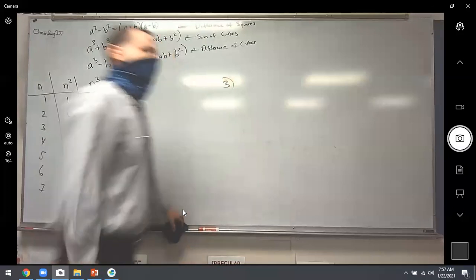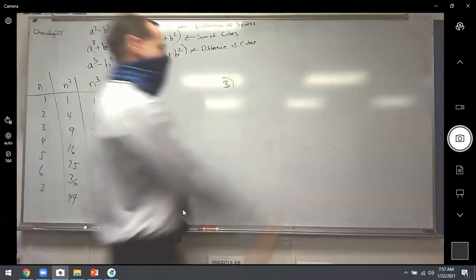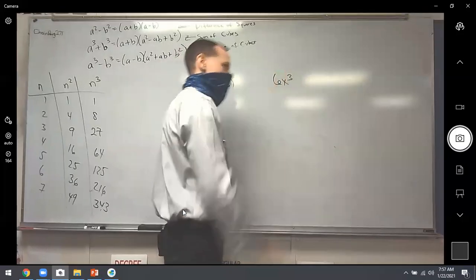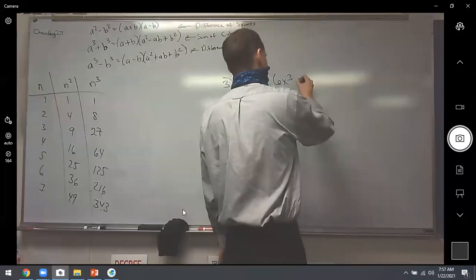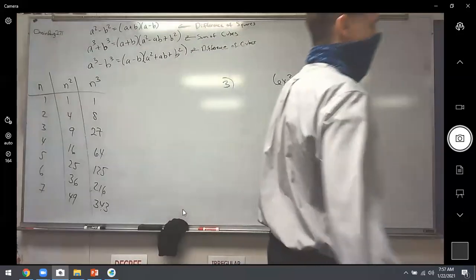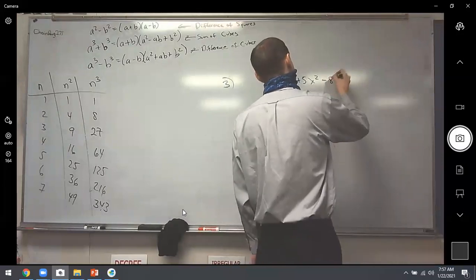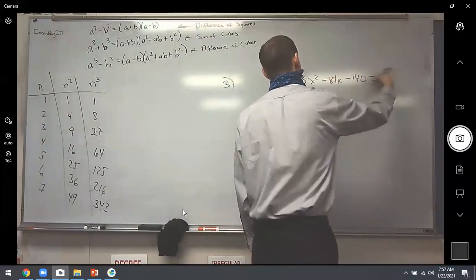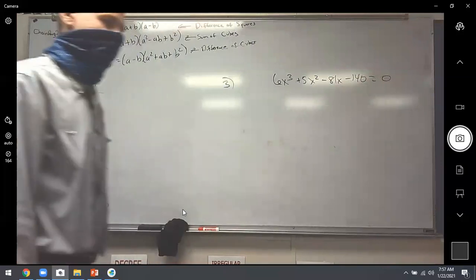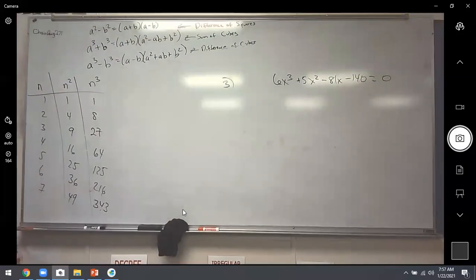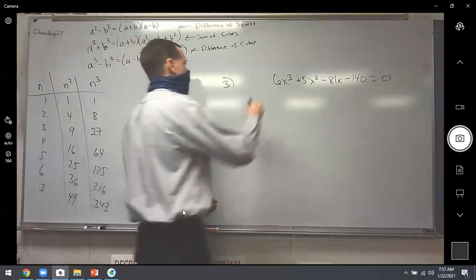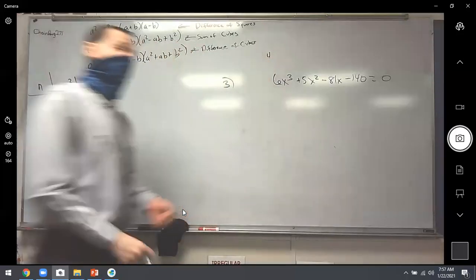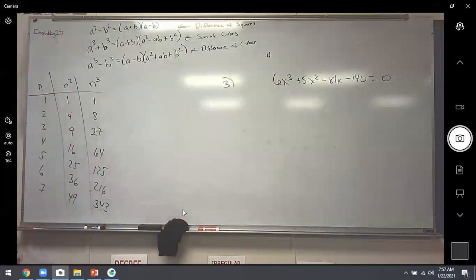Okay, last one, number 3, we have 6x cubed. Ooh, it's got a 6 in front. Plus 5x squared, and minus 81x, and minus 140 equals 0. It's just set up for you, equal to 0, ready to go. It's a cubic, so I need at least one clean 0. I got to vote for 4. That is a plausible 0. That is possible.